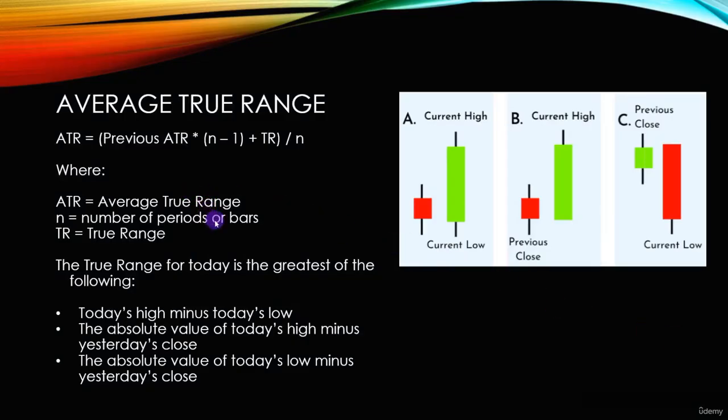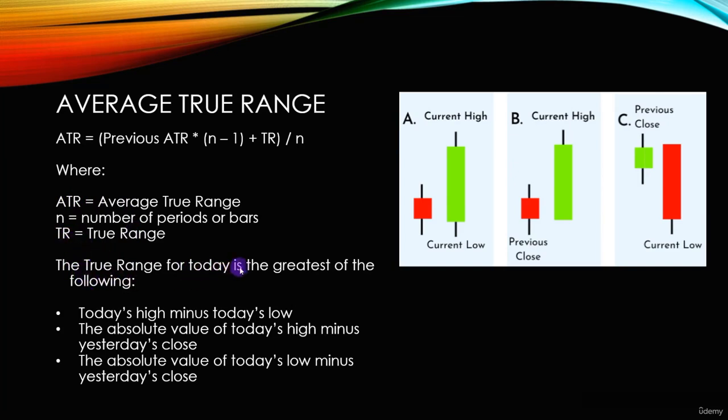The second volatility indicator is the average true range, or the ATR. It's computed using this formula: the previous ATR times n minus 1, plus the true range, divided by n, which is the number of periods, bars or candles that you are considering. So this is the length of the period you want to consider in the past to compute your indicator. The ATR is the average true range, and the TR is the true range, which is obtained using this assumption.